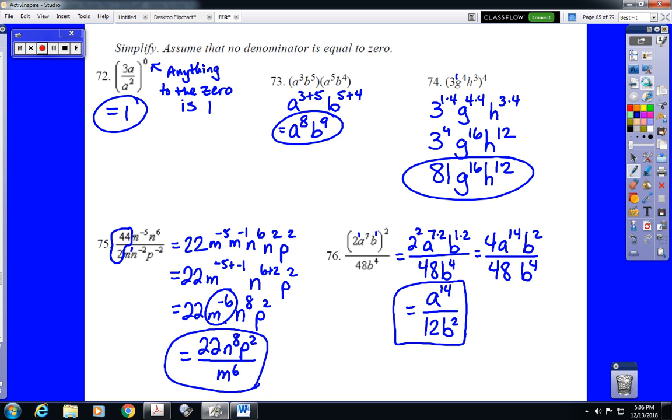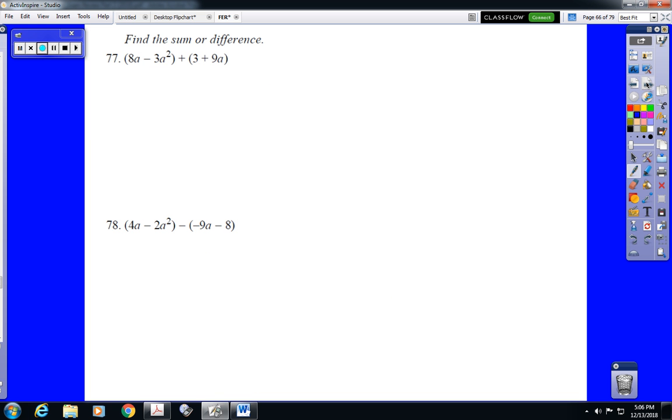All right, a couple problems left. 77 and 78 deal with adding and subtracting polynomials. Remember that when we add polynomials, we basically can ignore these parentheses, and we're just combining like terms. So the only like terms we have there are 8a and 9a. So we're going to bring the negative 3a squared down because there are no other a squared terms. We're going to add 8a and 9a together, which would be 17a. And then we're going to bring the 3 down, so plus 3. That is as good as that's going to get.